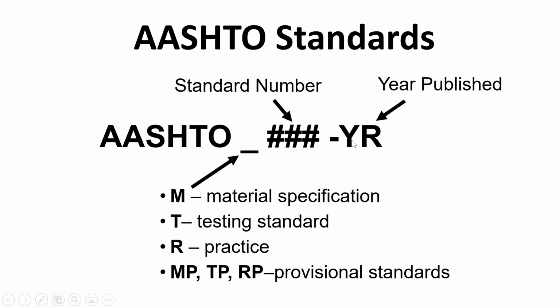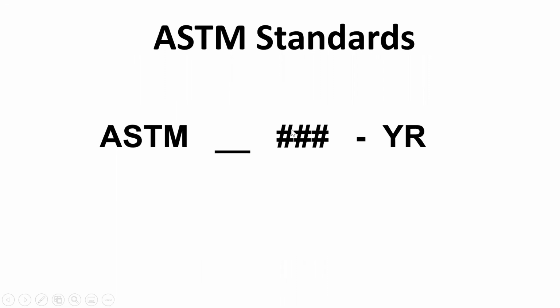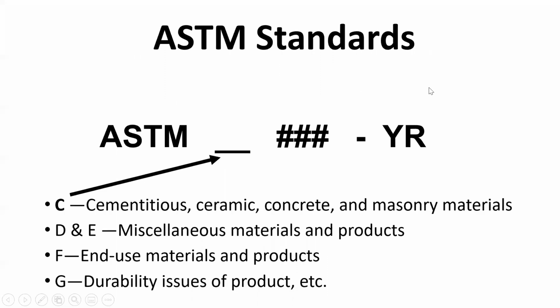And then if you see a dash and say it's 20, then that's the year that it was published, so 2020. With ASTM, they do their stuff kind of similar. The very first letter is a lot of times going to be a C for cementitious, ceramic, concrete, masonry type materials. Sometimes you'll see a D because it's miscellaneous materials or products. For a practice, you might see a D every once in a while, but most of it is going to be a C.